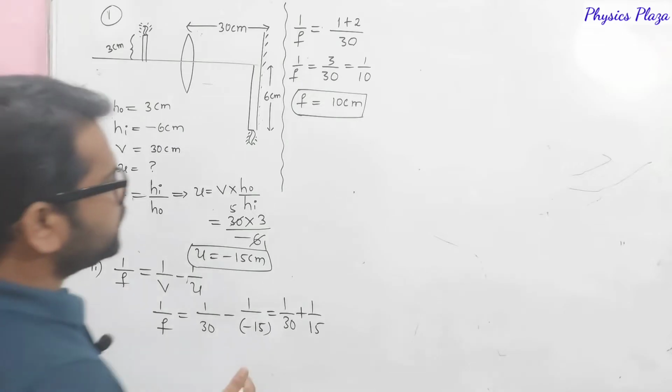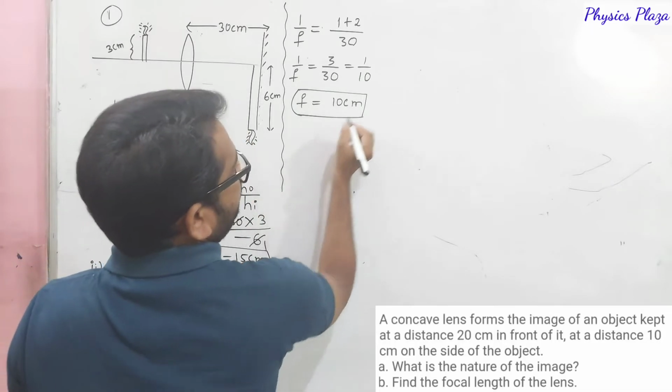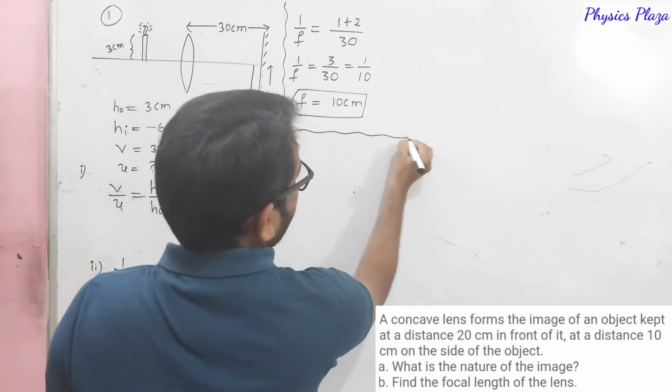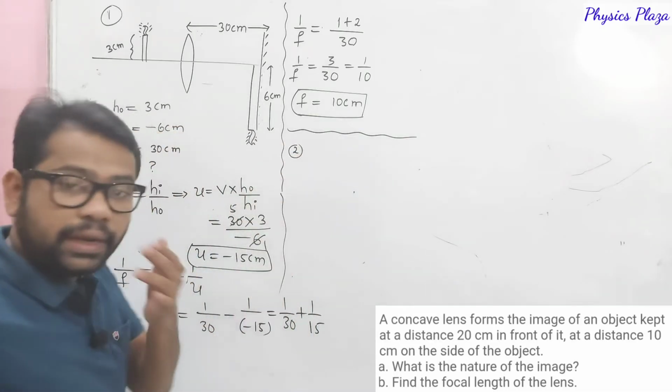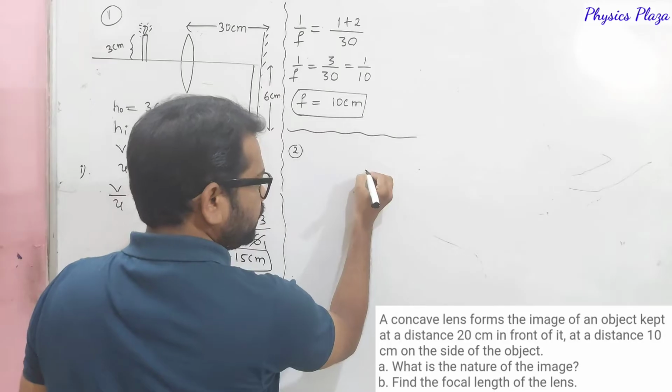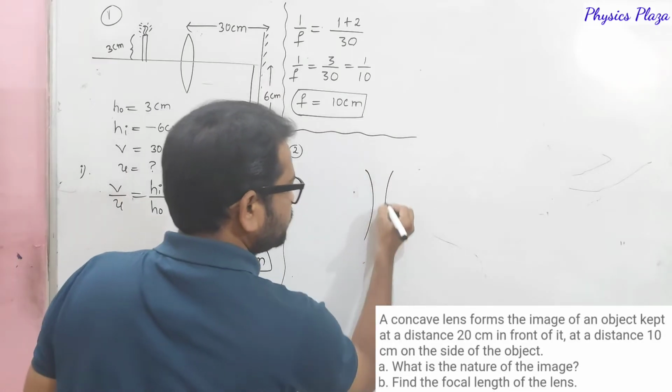Now let us move to the second numerical. In the second numerical, children, what is asked? Look here. In the second numerical, it is given that here is a concave lens. Here is a concave lens.